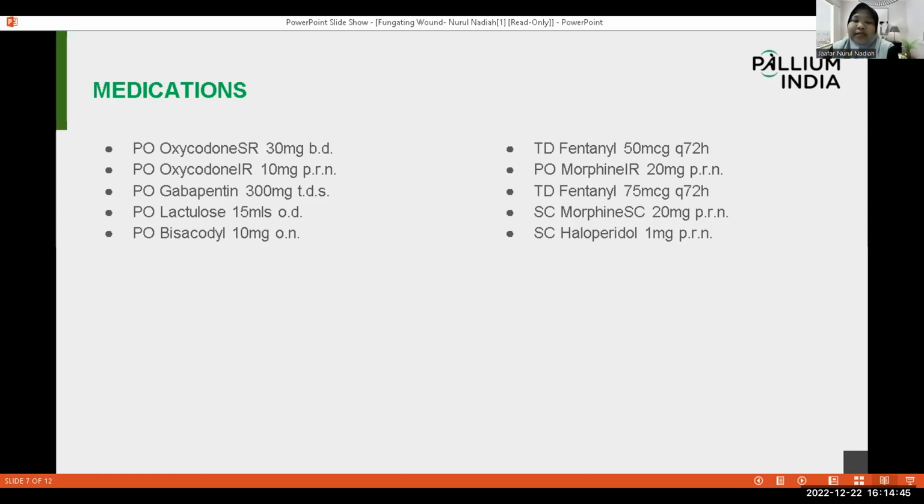So once he is deteriorating and approaching end of life, he starts to have dysphagia. So this is when we convert the OxyContin to fentanyl patch, 50 mcg every 72 hours with oral morphine 20 mg PRN. But of course, over the next 2 days, his dysphagia is worsening. And the pain is also not well controlled because he still requires a lot of morphine syrup at that time. So we increased to transdermal fentanyl 75 mcg, and we convert the oral morphine to subcutaneous morphine 20 mg PRN, and also subcutaneous haloperidol 1 mg PRN for the terminal delirium.